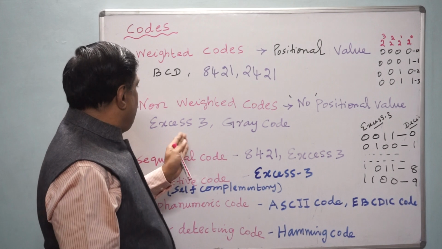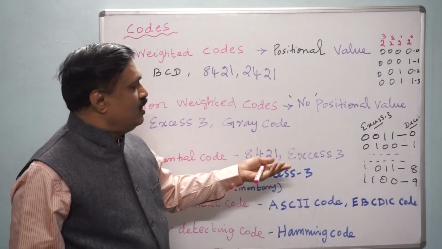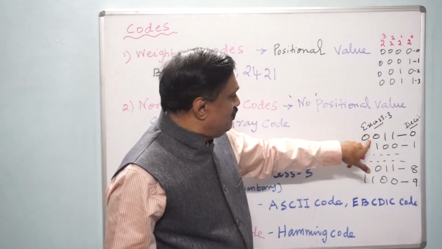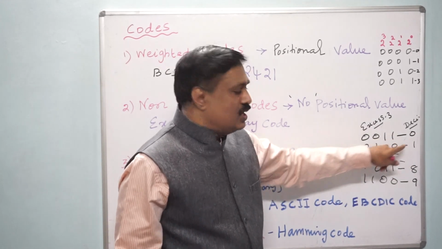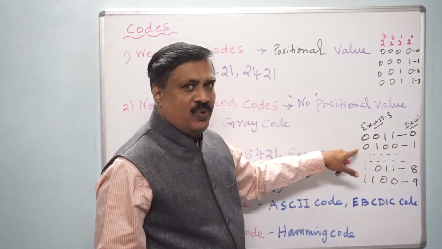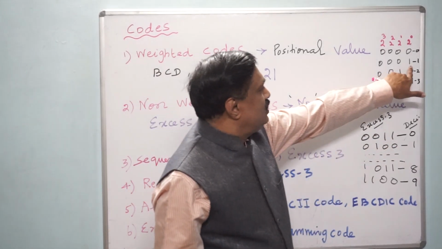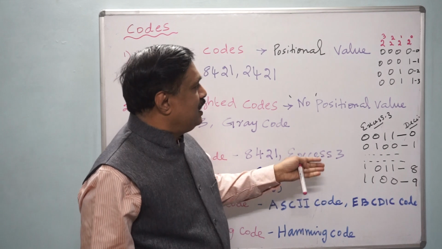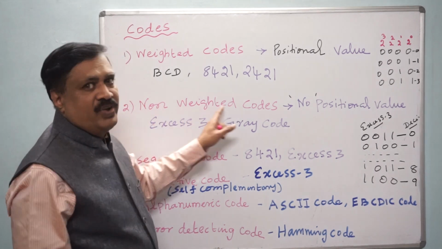Next one is non-weighted codes. Examples here are XS3 code and Gray code. It has no position value. Here is the example I have given, XS3 code. 0011 is the XS3 code for decimal 0, and here is the XS3 code for decimal 1. That means these bits have no position value. In binary we can say this is 2 power 0 and this is 2 power 1, but here we cannot assign any position value. Therefore, it is called non-weighted code.